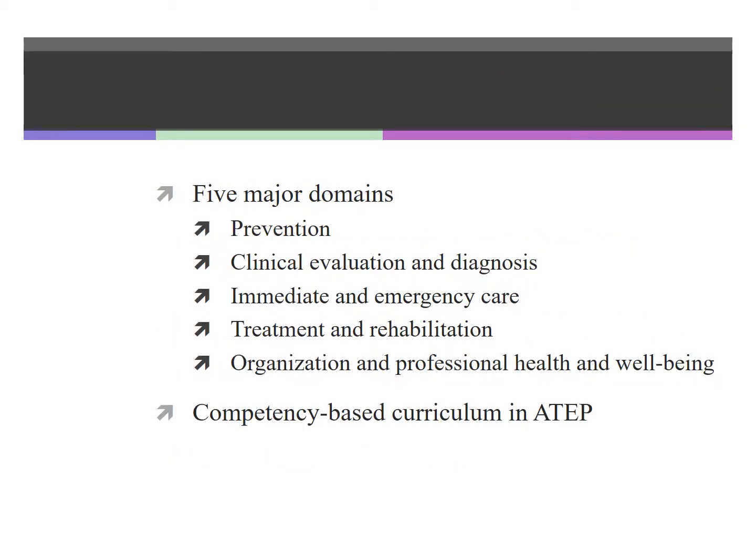Athletic training follows 5 major domains, which include prevention, clinical evaluation and diagnosis, immediate and emergency care, treatment and rehabilitation, organization and professional health and well-being. And within the athletic training education programs, they use a competency-based curriculum.